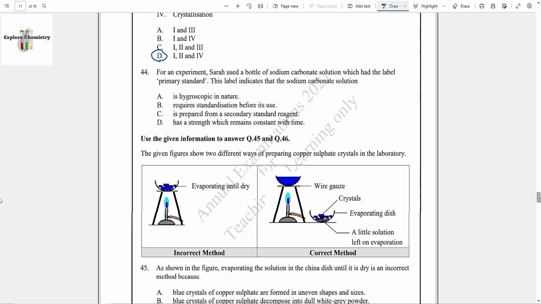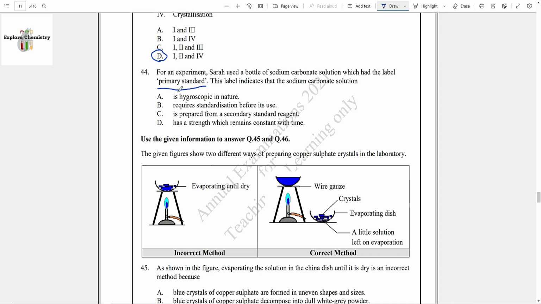Number 44. For an experiment, Sarah used a bottle of sodium carbonate solution which had the label primary standard. This label indicates that the sodium carbonate solution. Primary standards are those solutions which have fixed concentration. Their concentration cannot change with the passage of time, because they are not hygroscopic in nature, they are not very reactive in nature, they cannot react with air or sunlight, therefore their concentration remains constant.